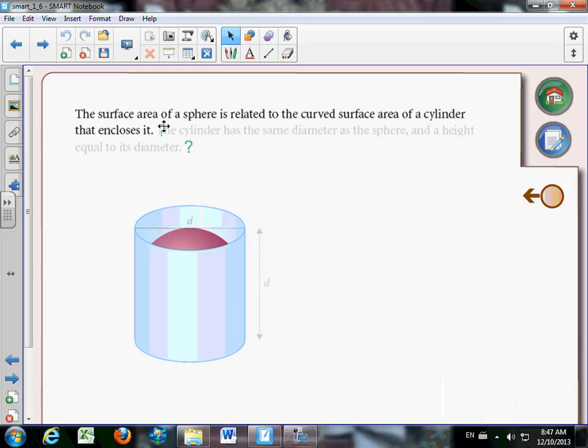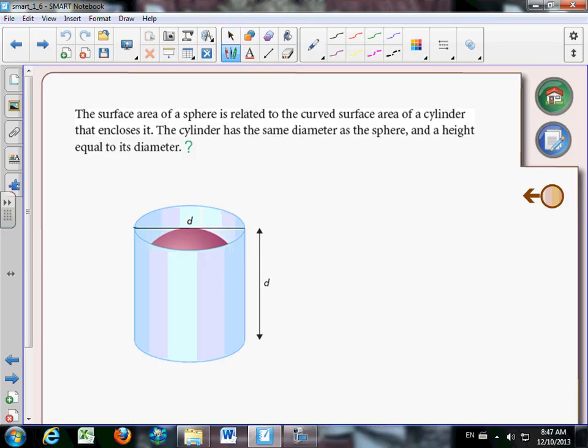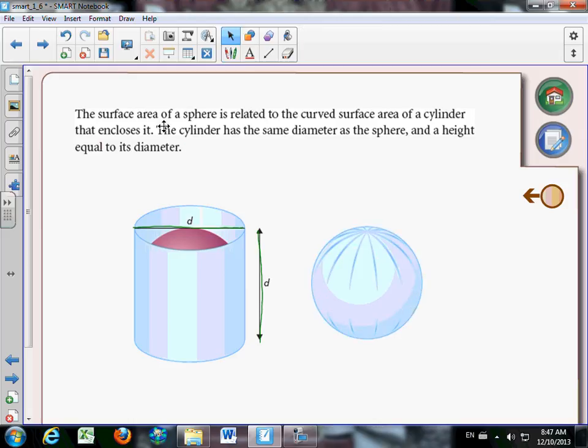The cylinder has the same diameter as the sphere and a height equal to its diameter. So the diameter across a sphere is the same as the height of the cylinder. Now, if you take all of that paper or whatever you have around the sphere and enclose it from the cylinder over the sphere, this is what it would look like in the second diagram right here.